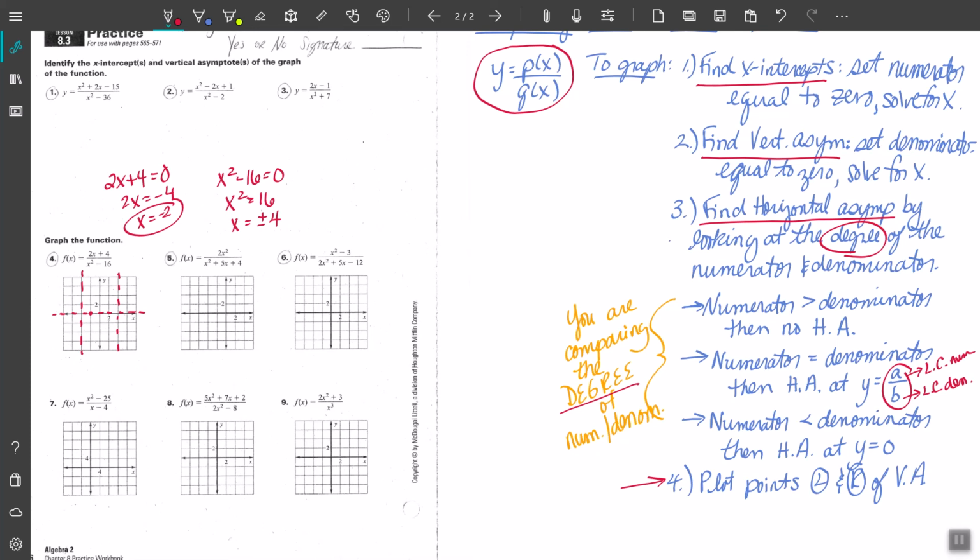So now we're going to go down to step 4, where we want to plot points left and right of the vertical asymptote. And so we'll make an XY table. It's going to be a little larger than it has been in the past because we have 2 vertical asymptotes that we need to make sure we know what's going on both sides of those vertical asymptotes.